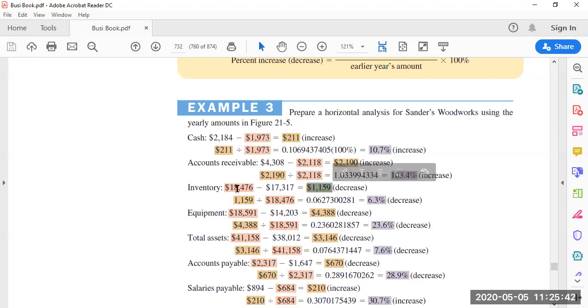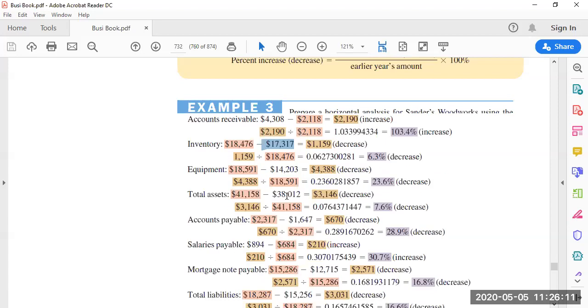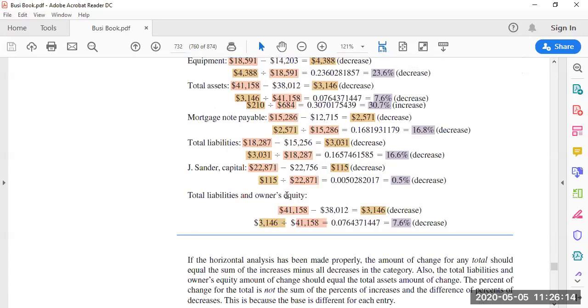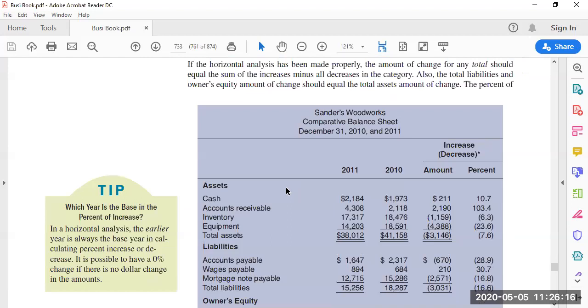So let's make sure we don't get this confused. Last year's amount is the value in the pink. Our current year amount and the value, this one here, $17,317. So this then represents a decrease. Our inventory decreased. Therefore, we represent that as a value in parentheses, and we'll call it a decrease. So you go down the line and you do all of that for each item. And then at the end, you'll end up with a comparative balance sheet.